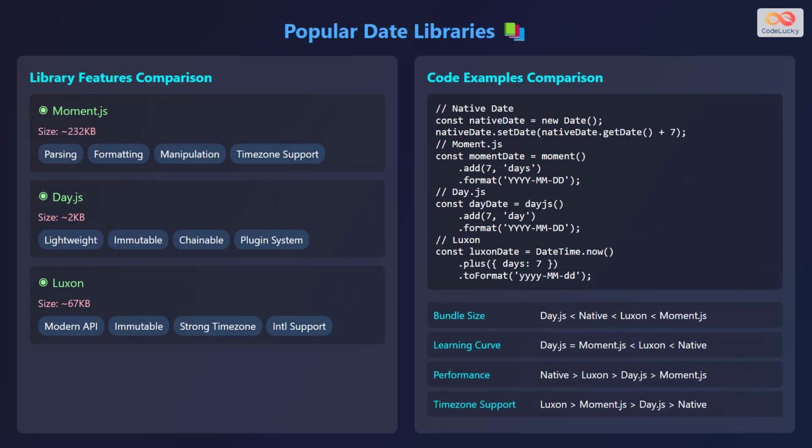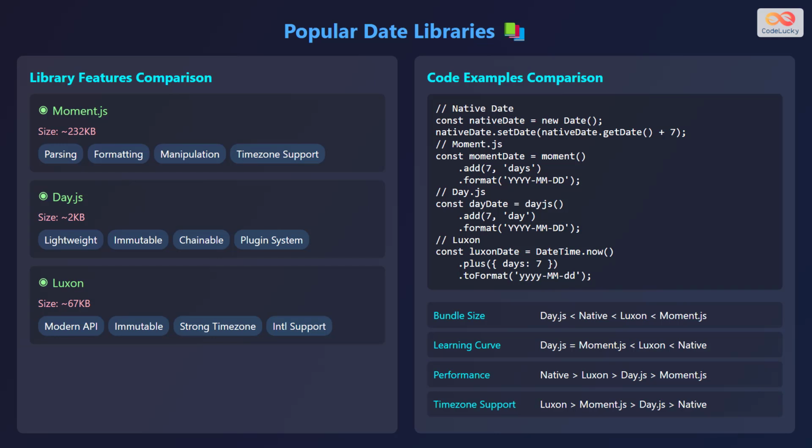Finally, let's discuss popular date libraries that extend the capabilities of the native JavaScript Date object. Moment.js is a very popular JavaScript library for handling dates. It provides methods for parsing, formatting, manipulating dates, and also provides time zone support. However, it is quite a big library with the size being 232 kilobytes. Day.js is a lightweight alternative to Moment.js and is only around 2 kilobytes in size. It's immutable, chainable, and has a plugin system, which makes it very flexible.